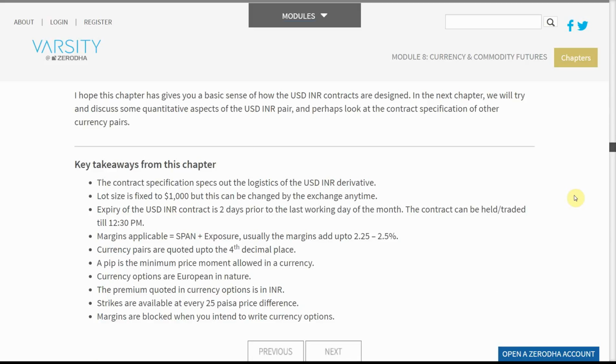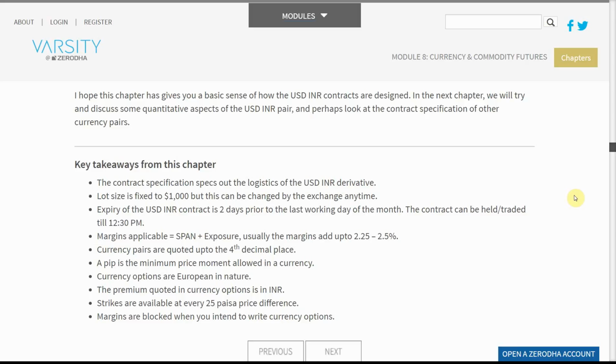Key takeaways from this chapter. The contract specification specs out the logistics of the USD INR derivative. Lot size is fixed to $1,000, but this can be changed by the exchange anytime. Expiry of the USD INR contract is 2 days prior to the last working day of the month. The contract can be traded till 12:30 p.m. Margins applicable equal SPAN plus exposure. Usually the margins add up to 2.25 to 2.5%.